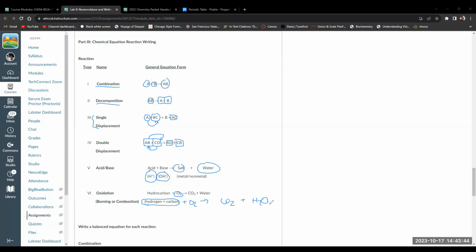I believe in the last lab we actually did a combustion reaction, and I mentioned that in combustion reactions we're always going to have these three species. We're always going to get water, and we're always going to get carbon dioxide as a product. And our reactant is always going to be reacting with an oxygen. So now that we know that, let's go ahead and try an example.